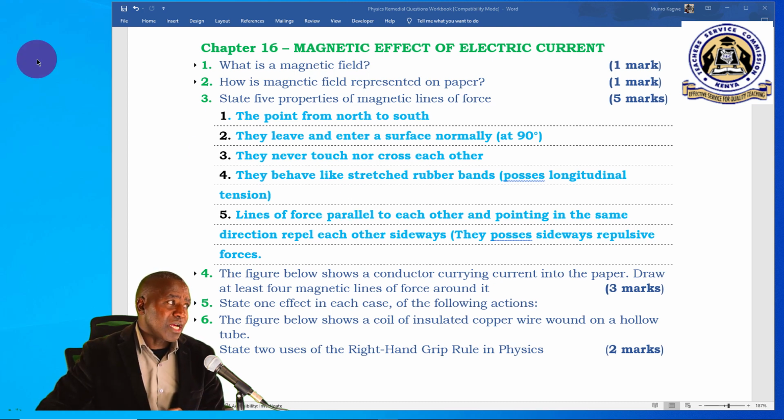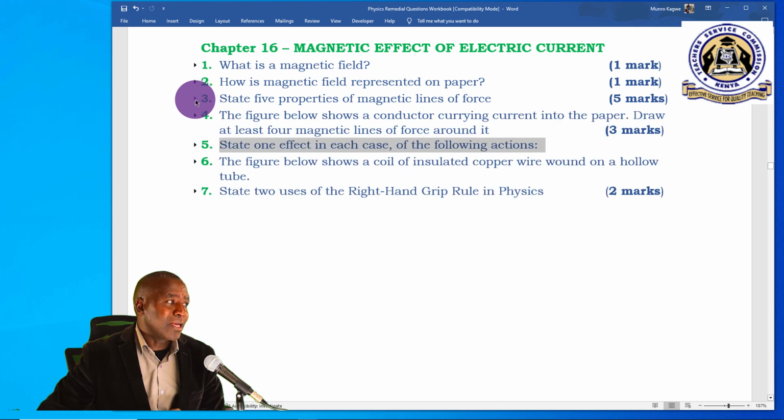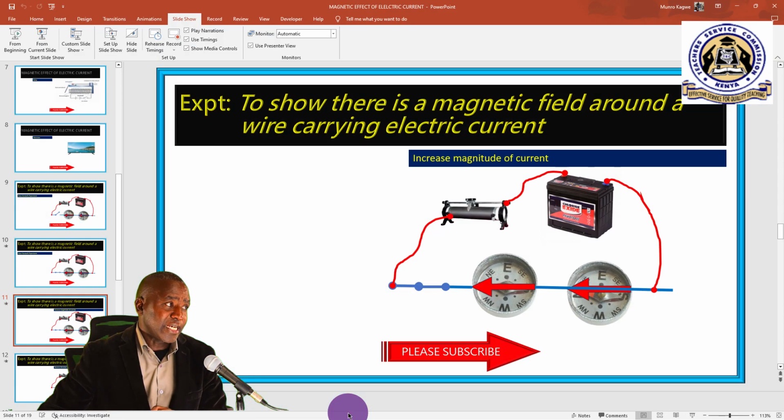Again, these are facts that we have already encountered when we looked at magnetic field. Okay. Now the next question shows a conductor carrying current into the paper, and we are required to draw several lines of magnetic field lines around that conductor. It is at this point that I want to go back to the slides.